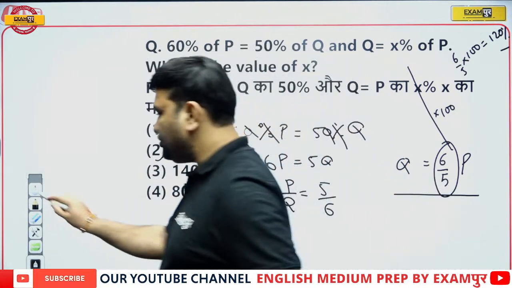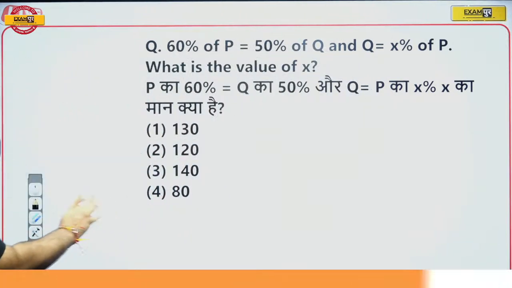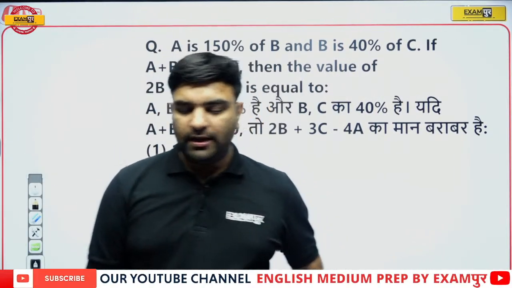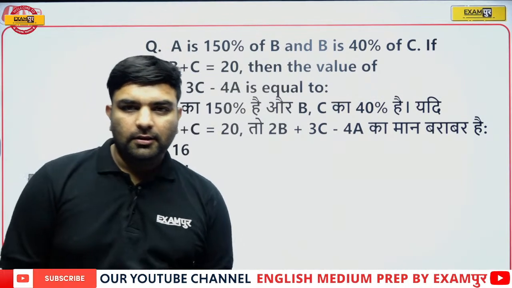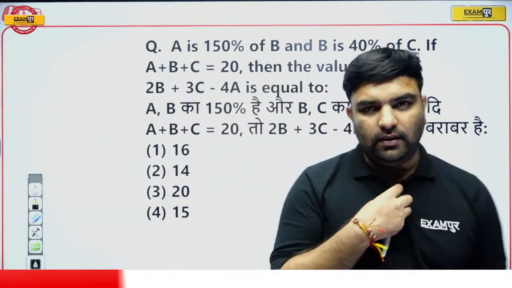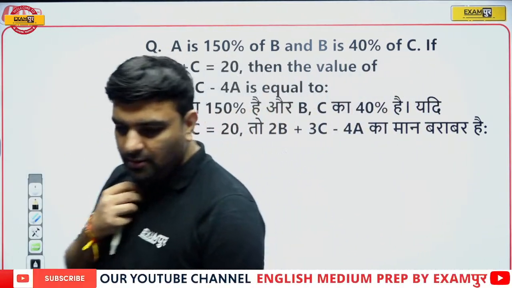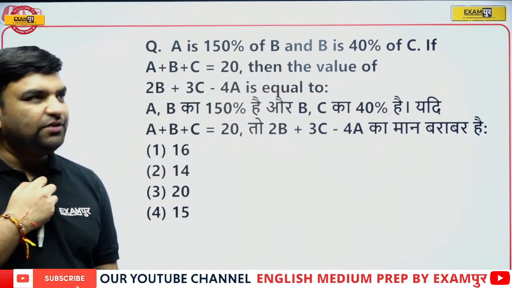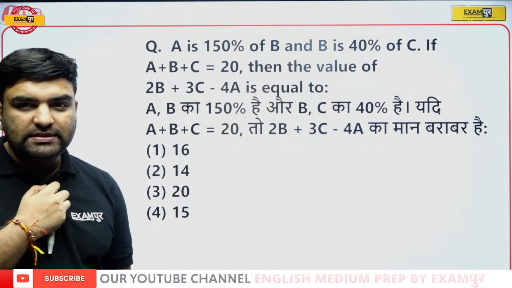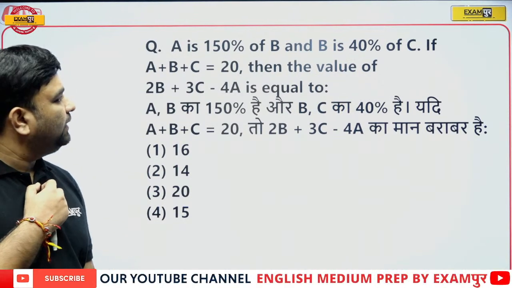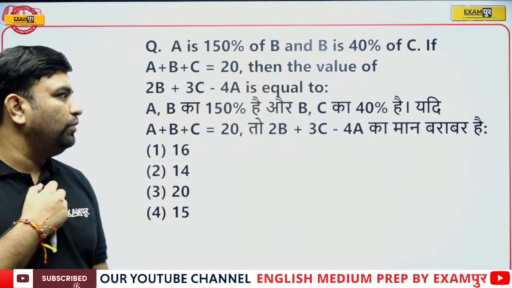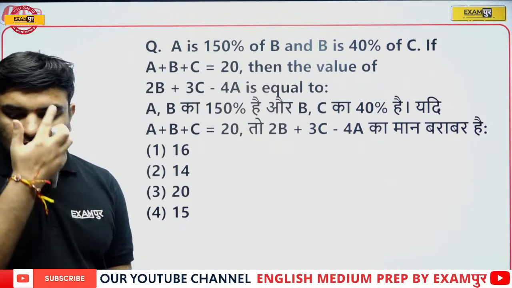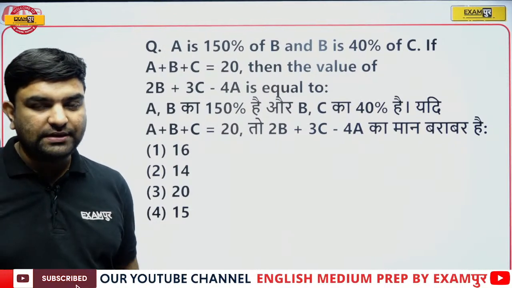See the second question of the day. Some very good questions are also going to come. A is 150% of B. B is 40% of C. A plus B plus C is known. What is the value of 2B minus 3A plus 4C?